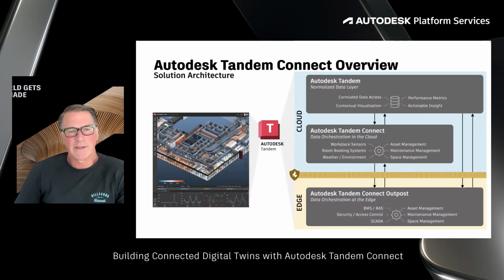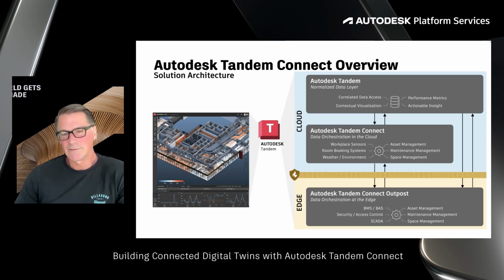So just to give you an idea of how it's all kind of put together, on the top here we have Tandem, which is where most of the data is stored long-term. That's in the twin. So Tandem is the twin itself and all the data associated with it. And then you use Tandem Connect to bring in these other systems that we've been talking about, like room booking systems, the weather, maintenance management, those types of things.